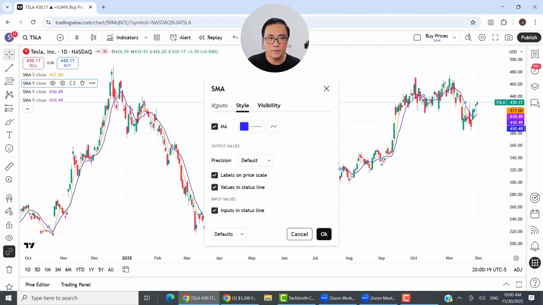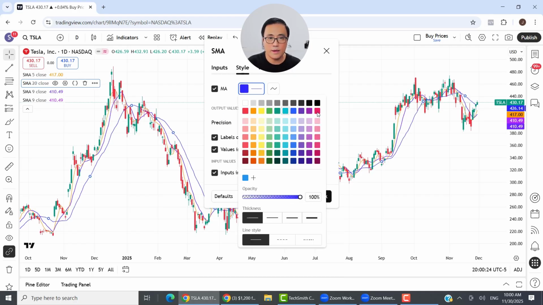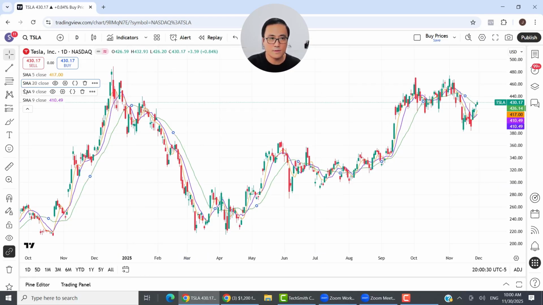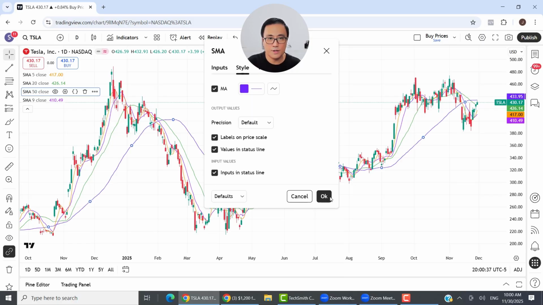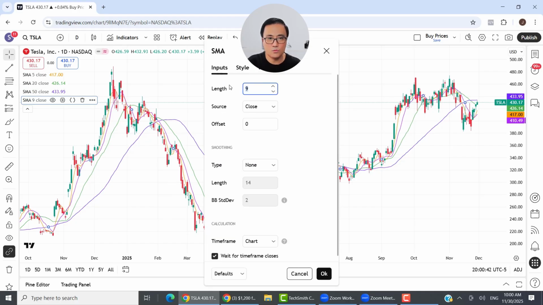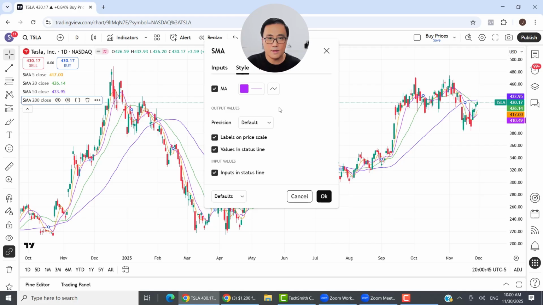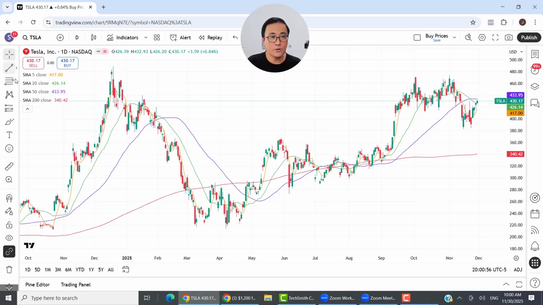Double click on the next one. We'll make this 20. And for this one, I will make it green. The next one will be the 50. We'll leave it purple. And the last one will be 200. This one, we can make it red. Here we are. We have 4 simple moving averages, the 5, 20, 50, and the 200.